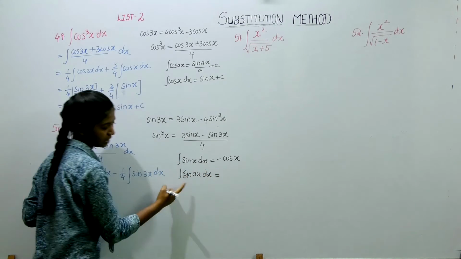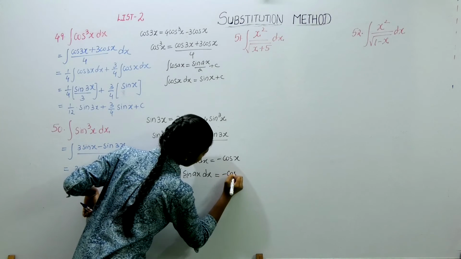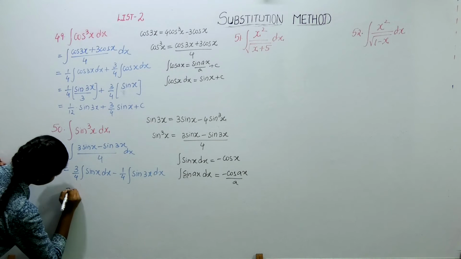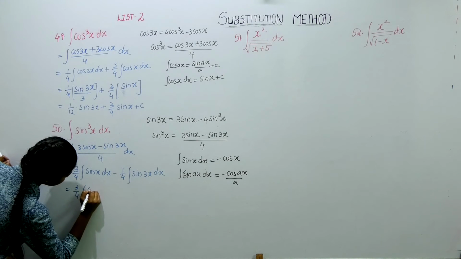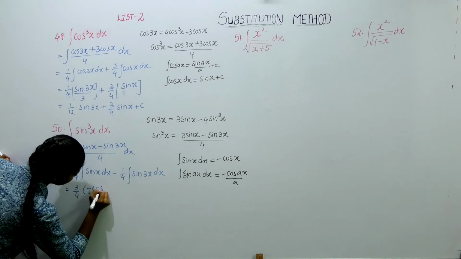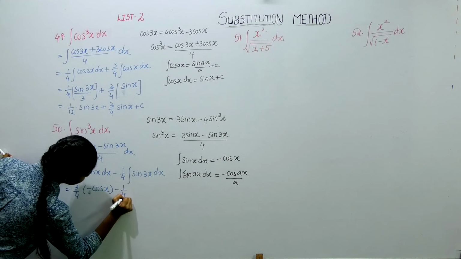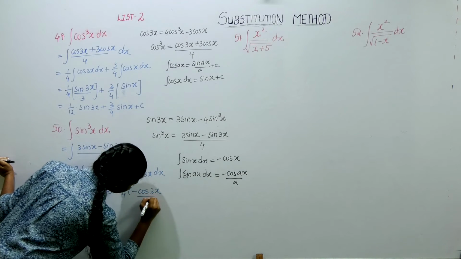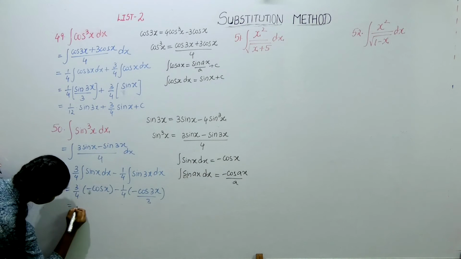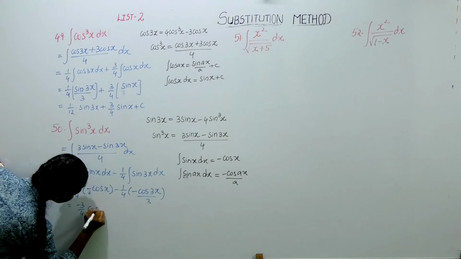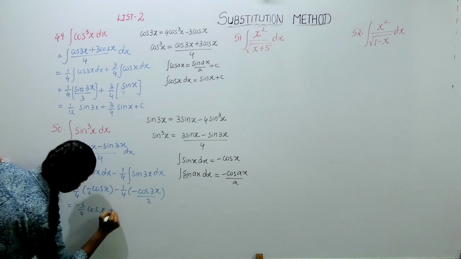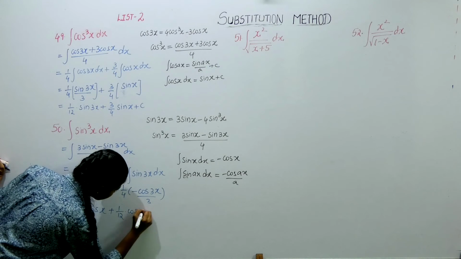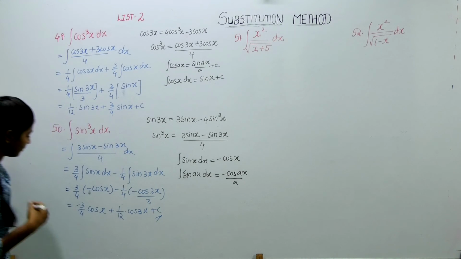What is the formula for integral sin ax dx? It is minus cos ax by a. When we substitute the formula, 3 by 4 times minus cos x, minus 1 by 4 times integral sin 3x, which is minus cos 3x by 3. Finally, minus 3 by 4 cos x plus 1 by 4 times 3, that is 12, cos 3x plus c. This is the final answer.